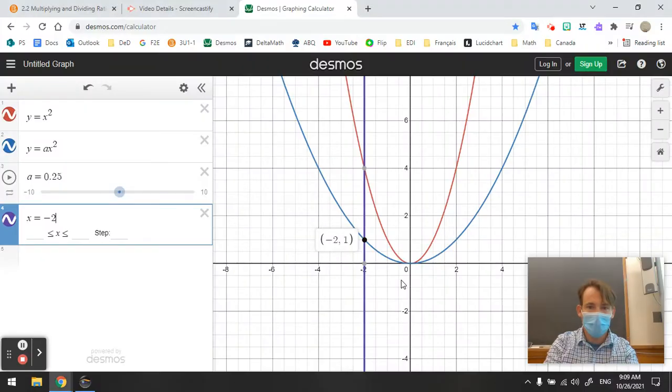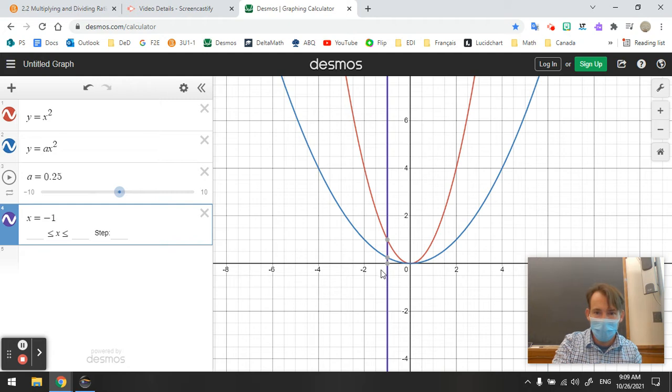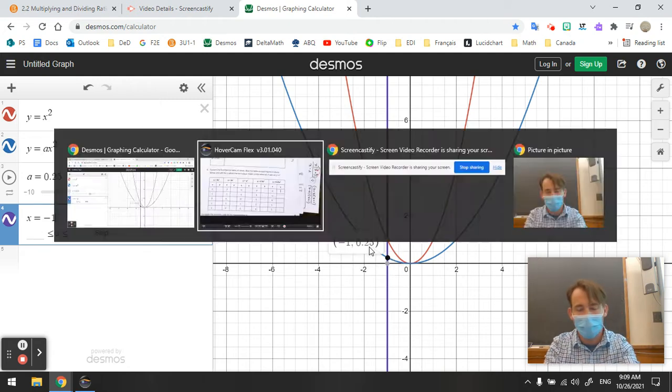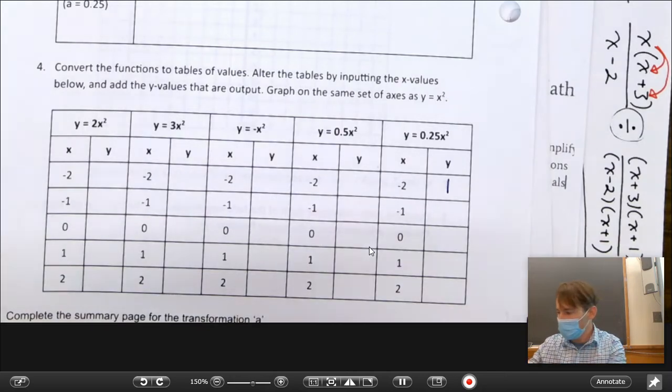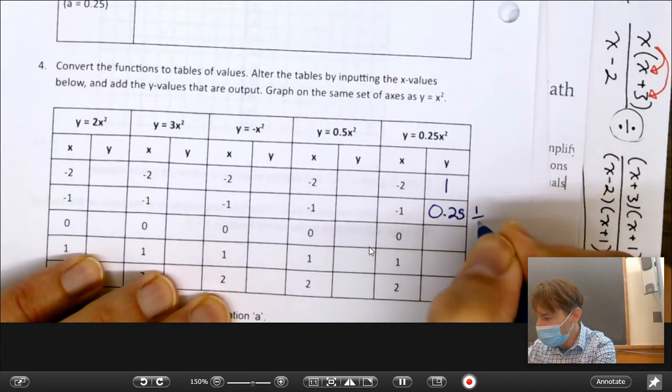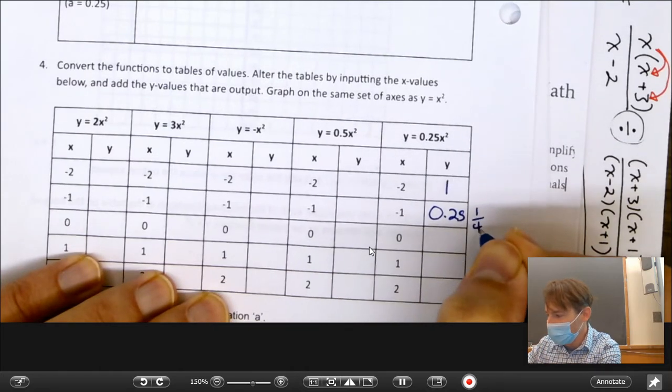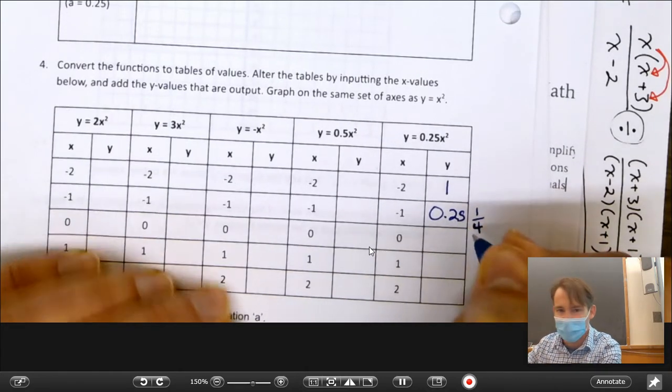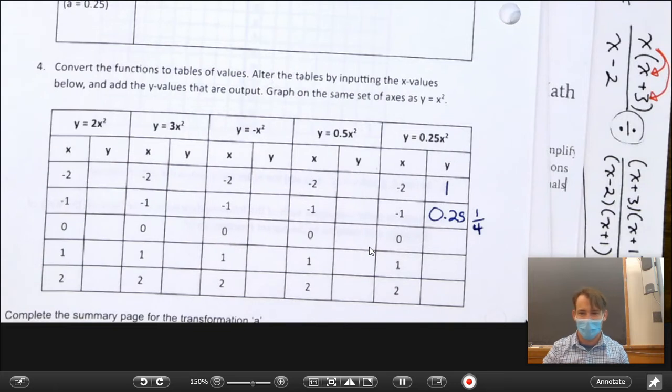Right? And then I go over here and I say, well, let's see when x is -1. That's this point over here. Oh, and that's y value 0.25. That's y value 1/4. So you can write that down as 0.25, or you could write that down as 1/4. I think of it as 1/4. I don't know about you, but 25 cents to me, I don't say 25 cents, I say a quarter.